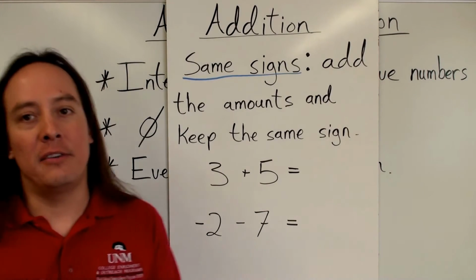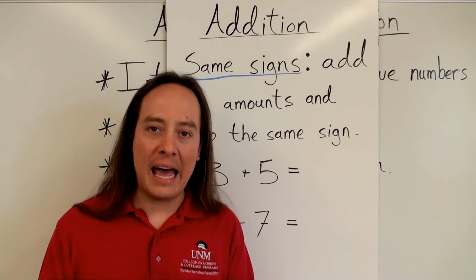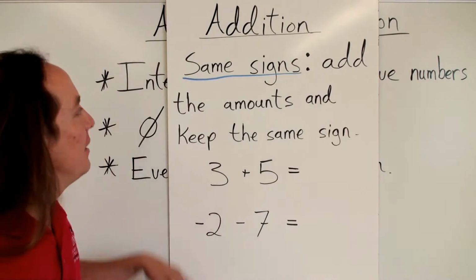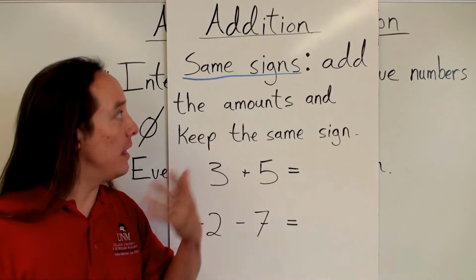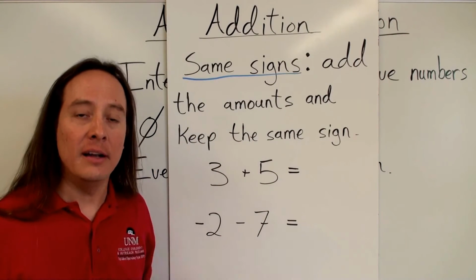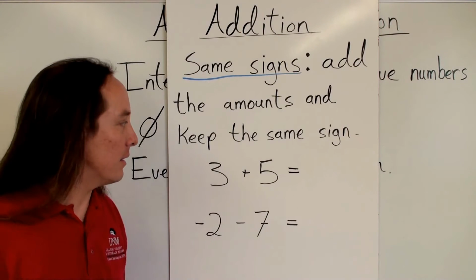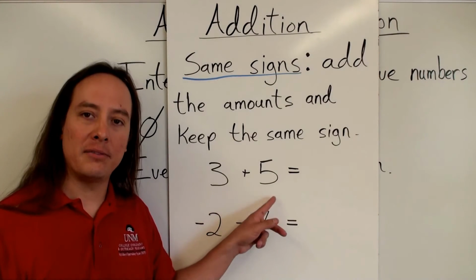So let's get started here with a couple of examples. Addition. So here's the first step. When we're adding and subtracting, how do we know when to add? How do we know when to subtract? We know to add when the signs are the same. If we have the same signs, then we just add the two amounts together and we keep the same sign in the answer. And that's it. Okay? All right. So here's an example. 3 plus 5.